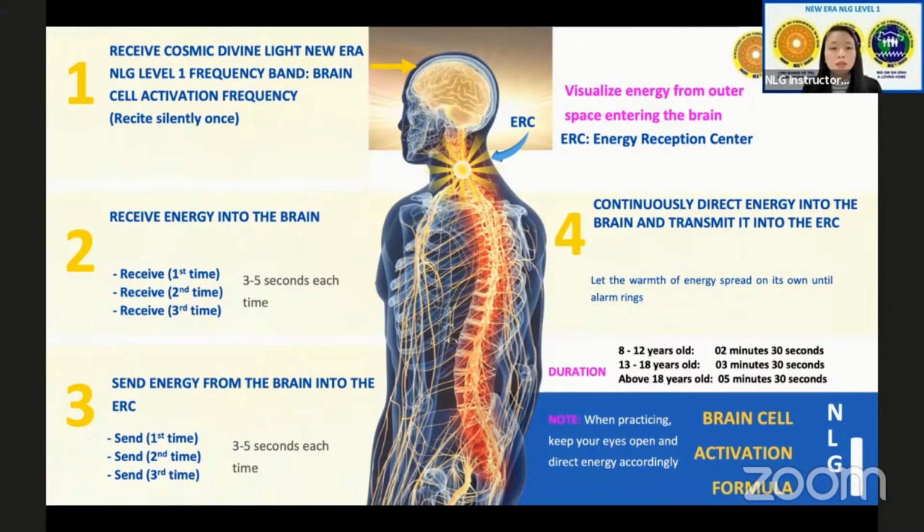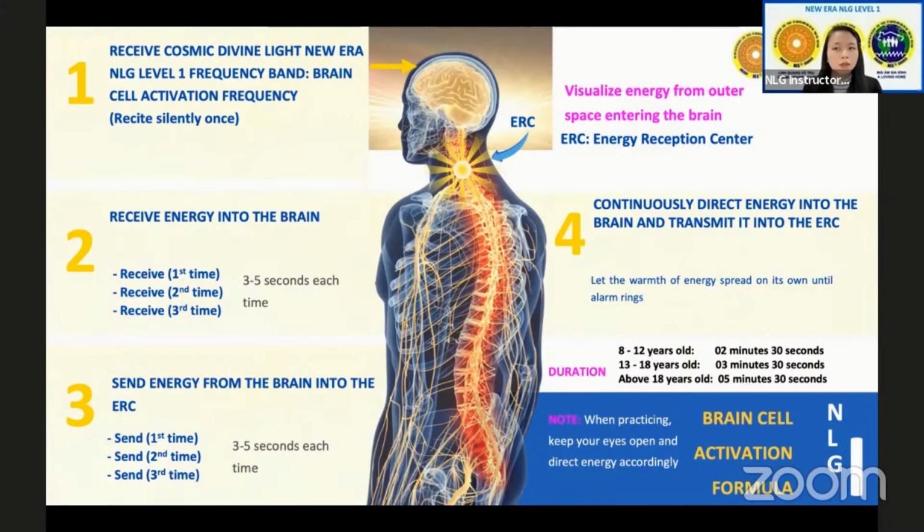Because when it comes to formulas, please follow the instructions that we give you, because we do these things for very specific reasons. So the first class, that's when I activate you, and when I activate you, it is the brain cell activation frequency. That's why we pair it with this formula, for you to have that experience of what it's like to practice an energy formula, for you to feel that warmth that you're supposed to feel.